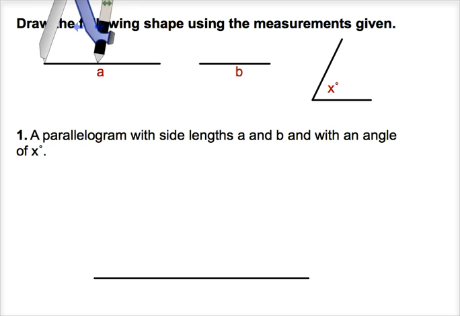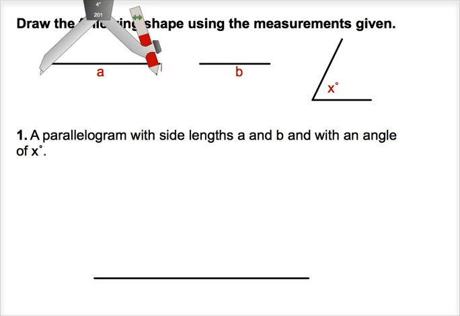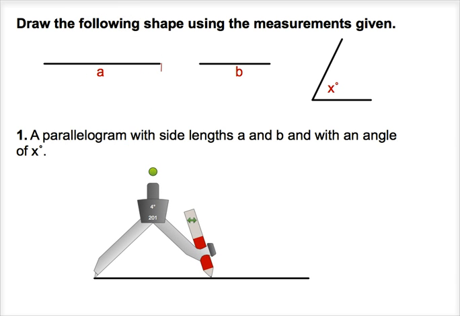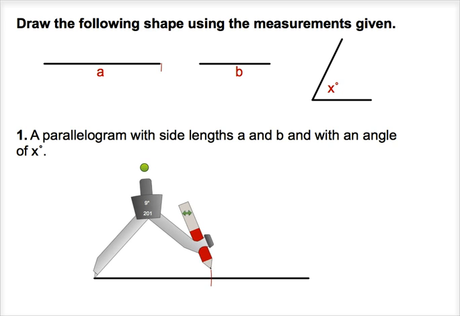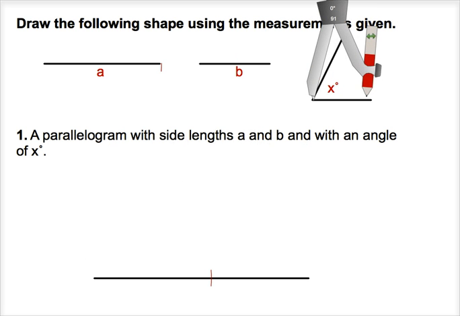So the first thing I need to do is open my compass up to measure the length of segment A, transfer that down to where my parallelogram is going to be. Okay. So I now know that the bottom of the parallelogram is A. The next thing I need to do is copy angle X for the lower left corner.